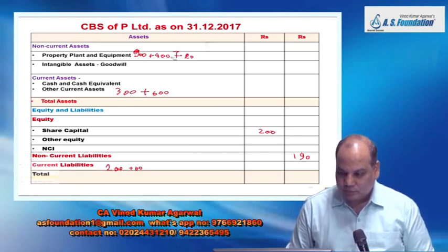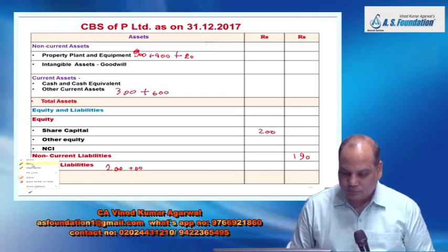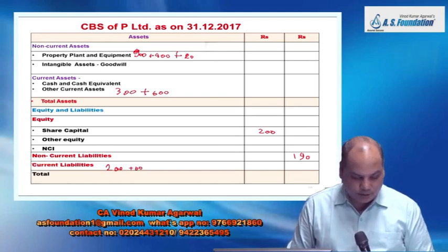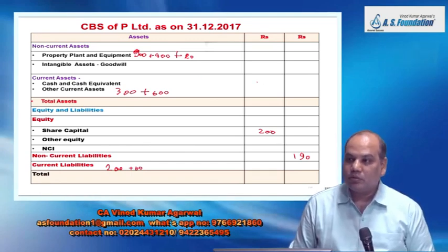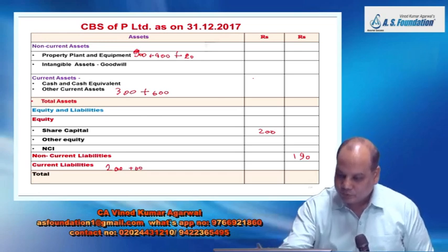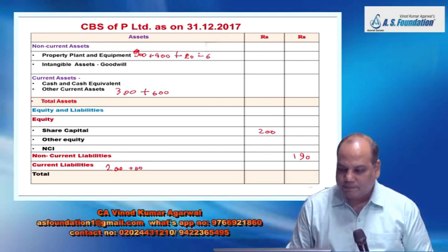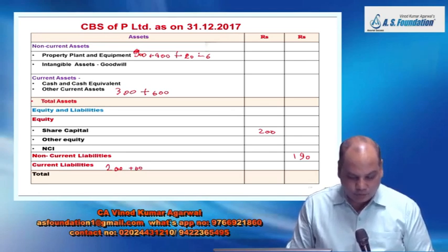Okay. And what about the depreciation in the SOFP? 20 divided by 10 into 3 years are over. 6. Yes or no? So write minus 6 here. 20 divided by 10 into 3. Wait a minute.